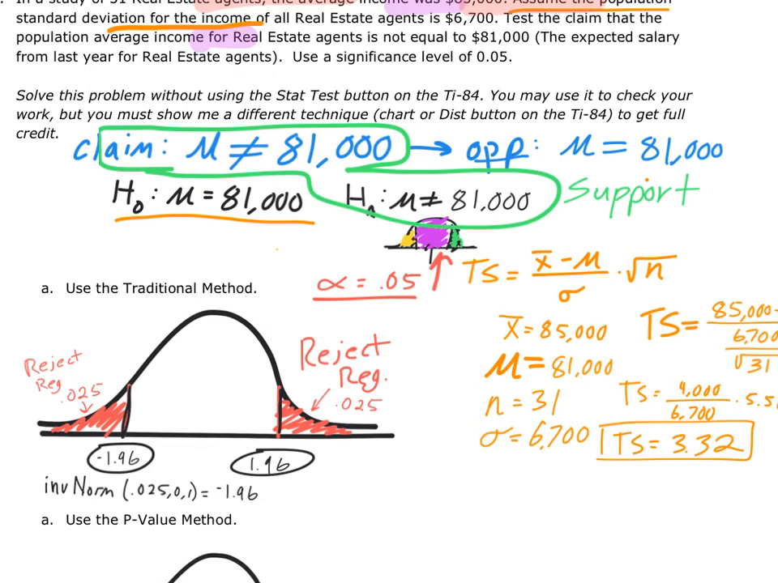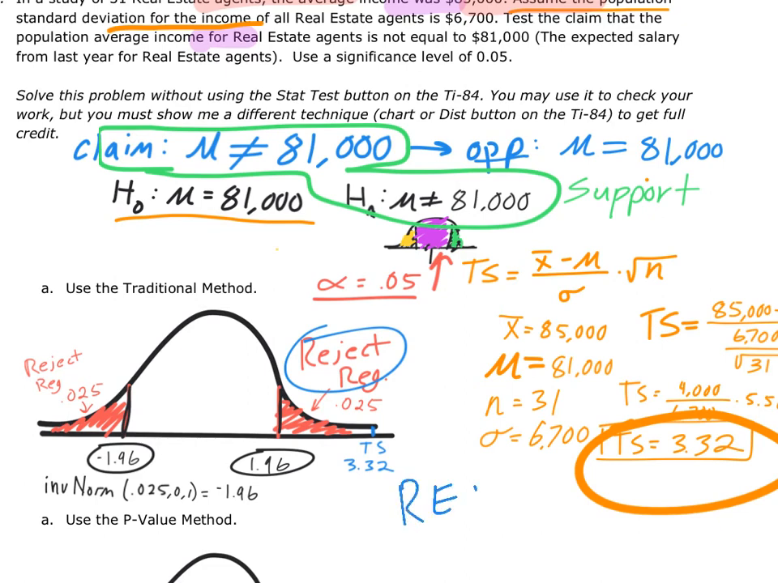So that's the first step, to identify the rejection region, and the next step is to take that test statistic that we calculated earlier and plot that onto my traditional method curve. 3.32 is going to be somewhere over here to the right because I know that it's positive. It has to be on the right-hand side. So that test statistic of 3.32 does fall within the rejection region. So I should be able to tell myself right now that I've got a conclusion to reject the null.